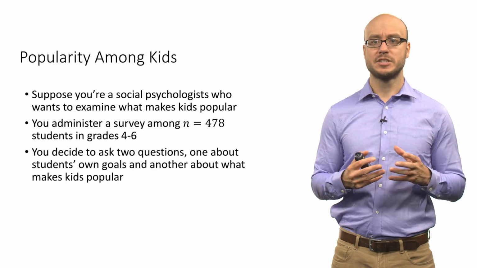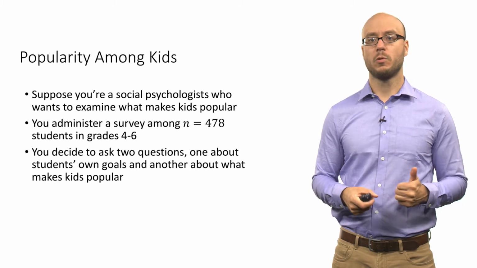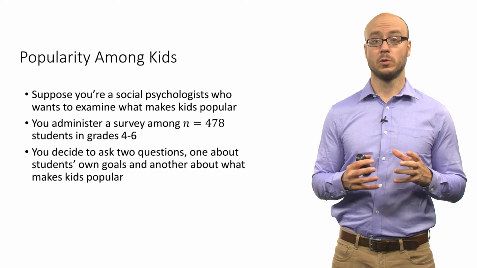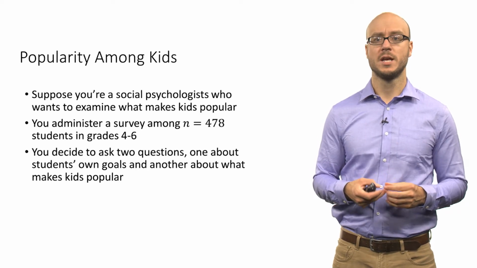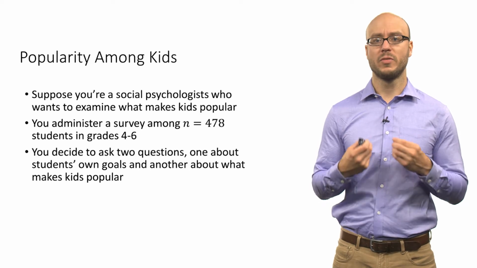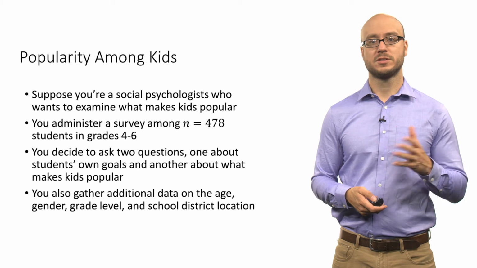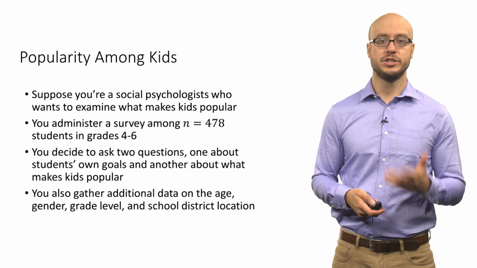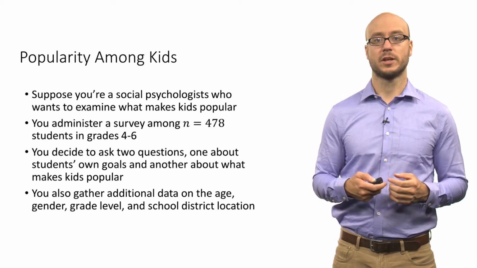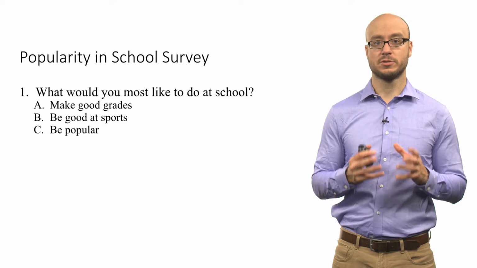Then you decide to ask two questions about popularity among these kids. One question has to do with the students' own goals, what they want to accomplish while at school. Another question has to do with what makes kids popular, what they think the attributes of being popular really consist of. You also gather additional data on gender, grade level, and the school district location.